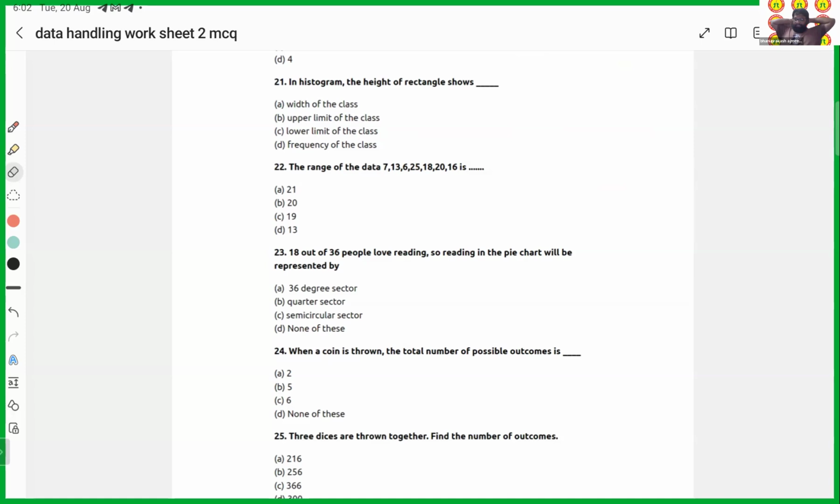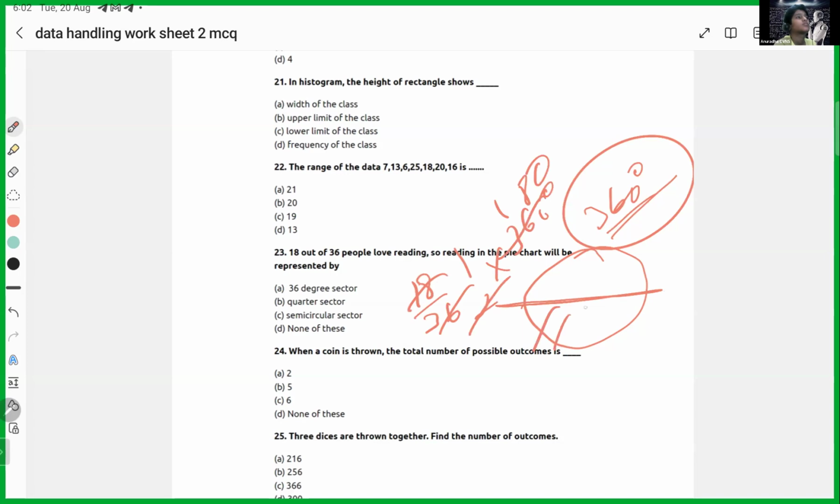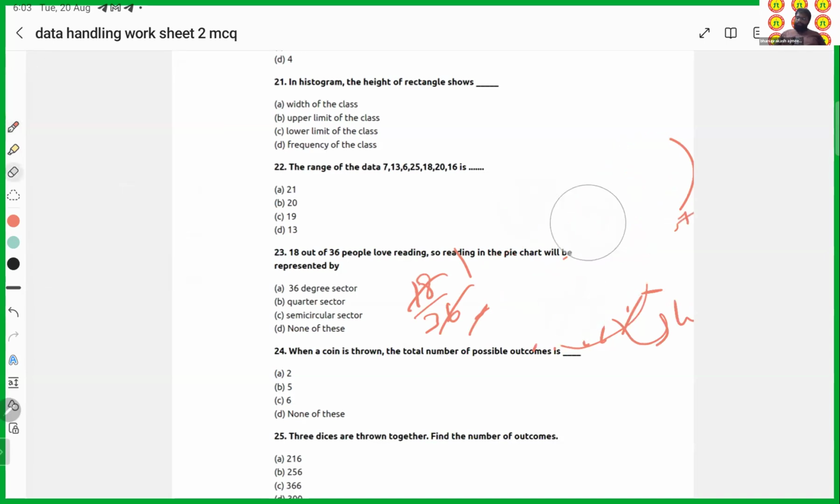Next, 18 out of 36 people love reading. So reading in the pie chart will be represented by? Sir, semicircular sector. Semicircular. So the pie chart is 360 degrees, and 18 by 36 is the total, so 1 by 2. 1 by 2 into 360 degrees, that is 180 degrees. So these people love reading and these people do not. That is a simple question.